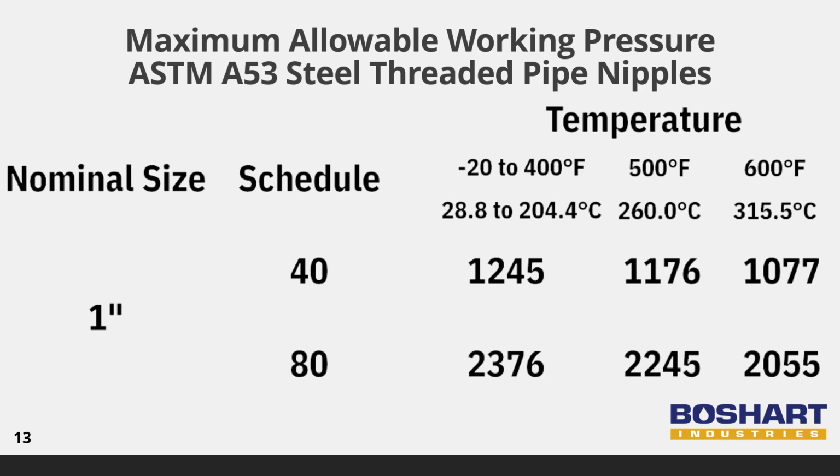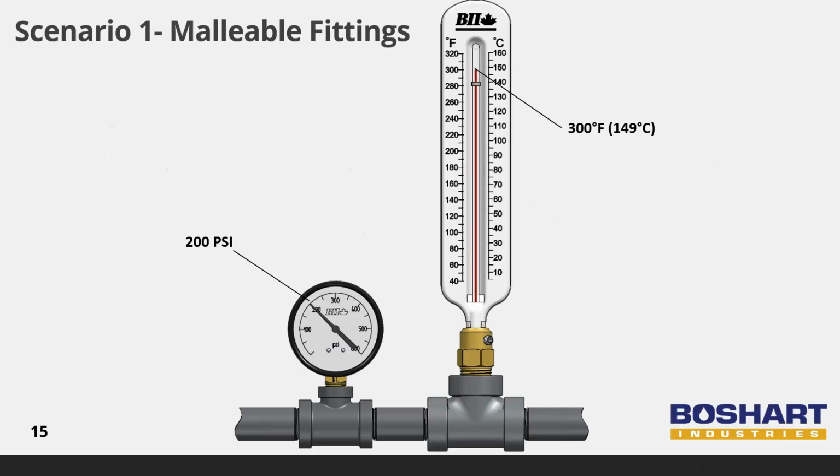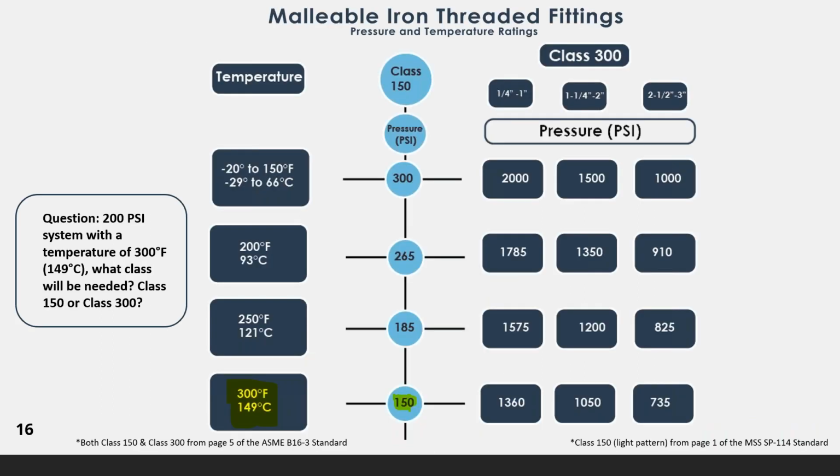We will now move on to some malleable fitting scenarios. Here is our first scenario for malleable fittings. This example is of a system with a maximum operating pressure of 200 psi non-shock with a maximum media temperature of 300 degrees Fahrenheit, 149 degrees Celsius. What class fitting does the system require? A class 150 or class 300?